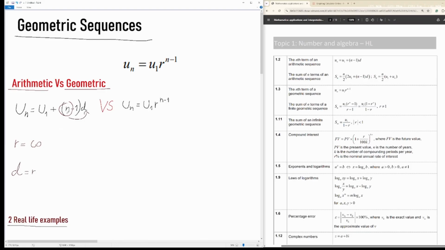However, in an arithmetic sequence, n is multiplied with d. And in a geometric sequence, r is to the power of n. Therefore, you can understand that d is always constant, and r isn't constant, because as n grows higher, the value becomes even bigger. So, this might seem very confusing at first, so let's look at two real-life examples to understand this as well.